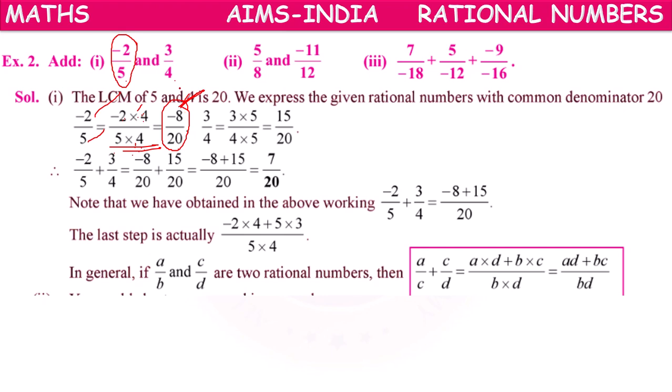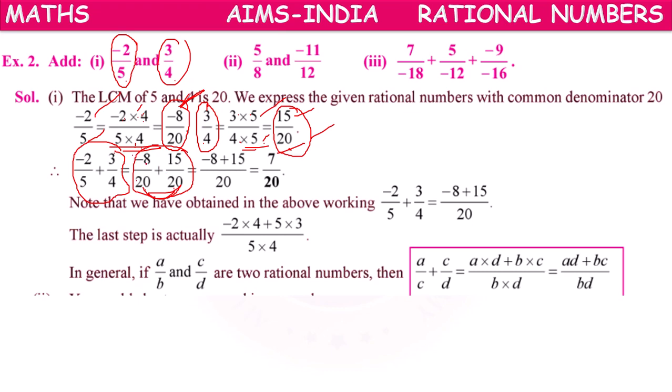Now 3 by 4. How to turn it to 20? 4 fives are 20, so both numerator and denominator are multiplied by 5. 3 fives are 15, 4 fives are 20. So 15 by 20. Now instead of the given rational numbers, we will take the changed, revised rational numbers. Now they have the common denominator 20.